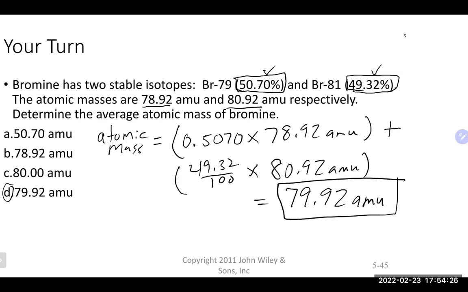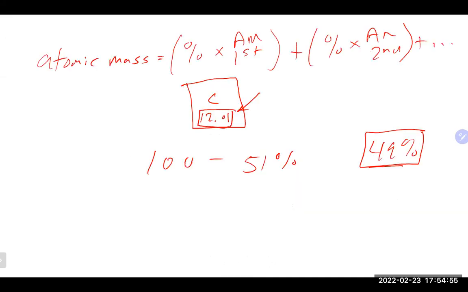Any questions on that calculation? So again, variations of this, like we maybe talked about last time, are that maybe they actually do give you the atomic mass, like what we just calculated there, and they want you to find the percentage of one of the isotopes or the atomic mass of one of the isotopes. So there are some variations on that. Any questions on that calculation? Okay.